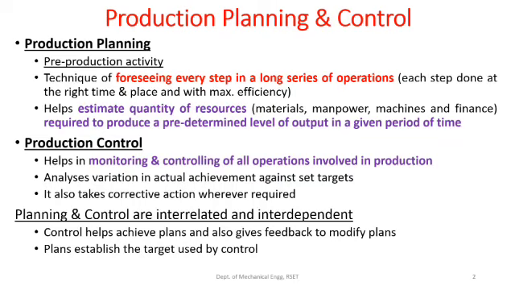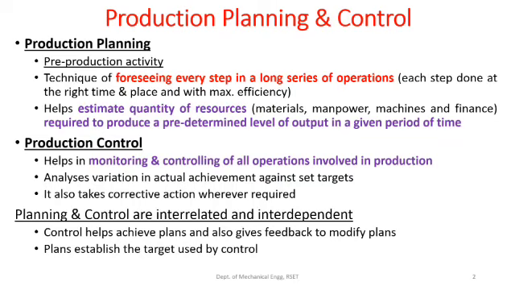For example, production planning will help us to estimate what would be the amount of materials, the number of manpower, and the machines that will be required to produce, say, 10,000 units of product X in the next 1 month. So production planning helps us to estimate the quantity of resources required to produce a given output in a given period of time. Now, coming to the second aspect of this function, that is production control.